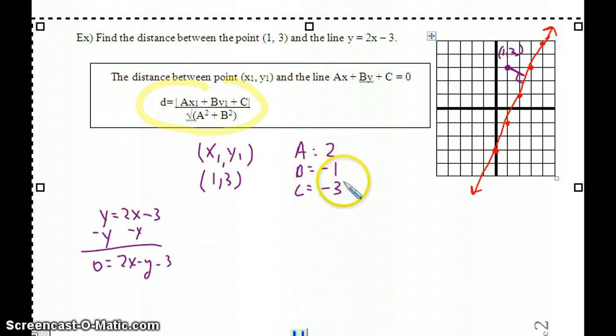Now that we know what a, b, and c are, we can plug them into our formula. Again, it's key that you make sure you find a, b, and c when your equation is equal to 0. So you have to do some manipulating to your equation first to be able to use this formula. And a lot of students forget that part.